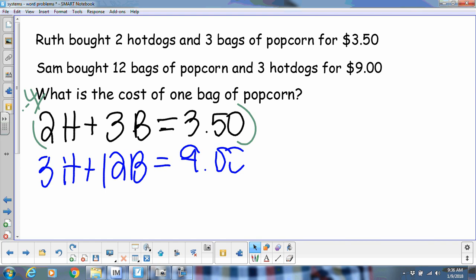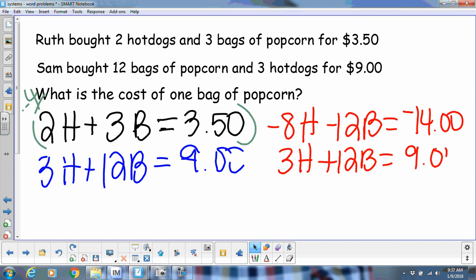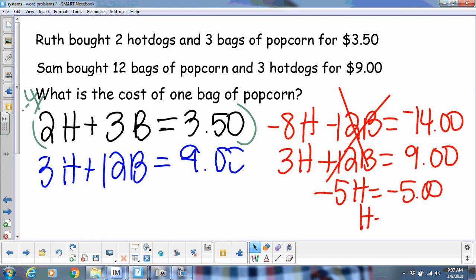What you got for one of them? I got 3H plus. Hold on. This is going to give me negative 8H, right? Negative 12B. It's 2 plus is $14. Right. Hang on, I'll look. Okay. So negative 5H equals negative $5. So H equals $1.